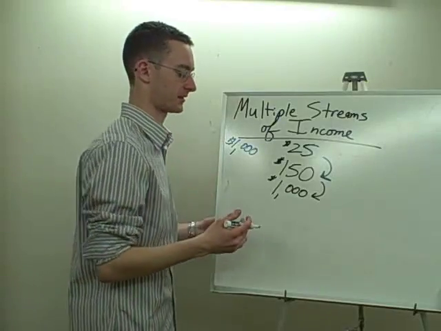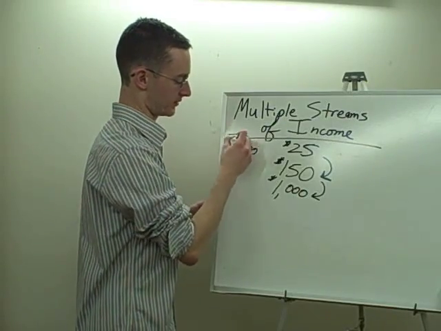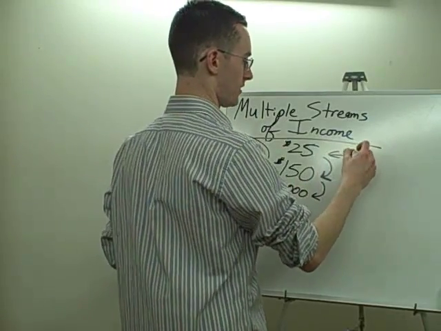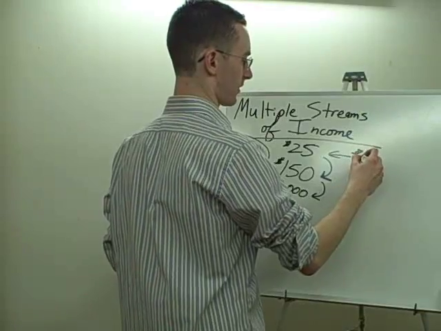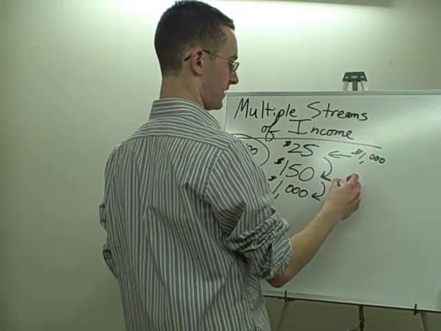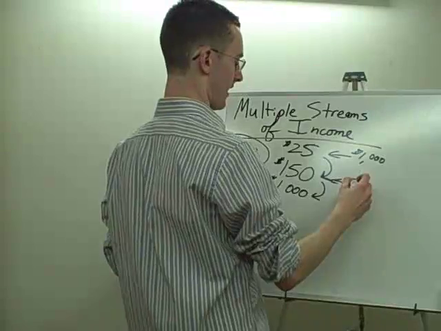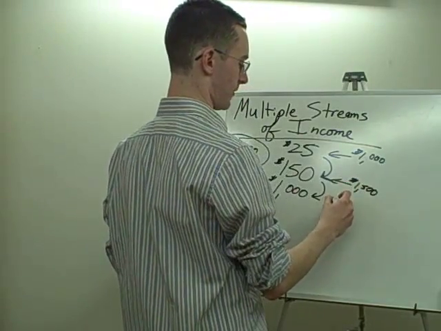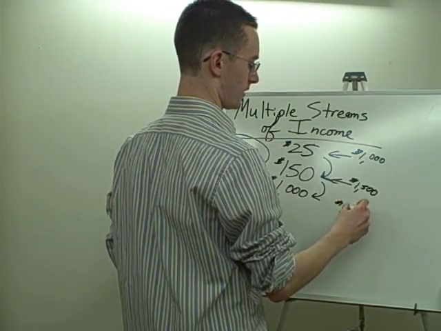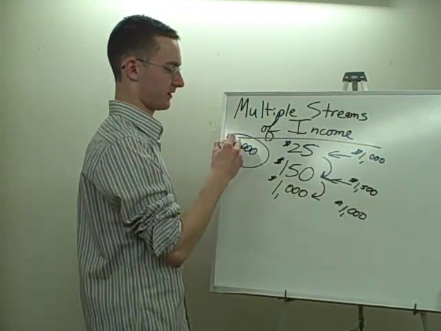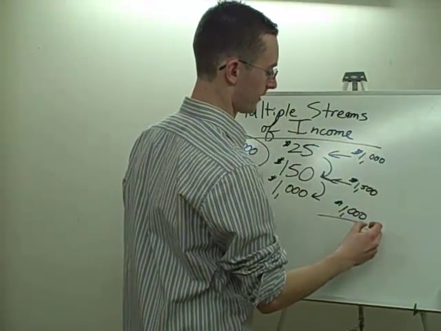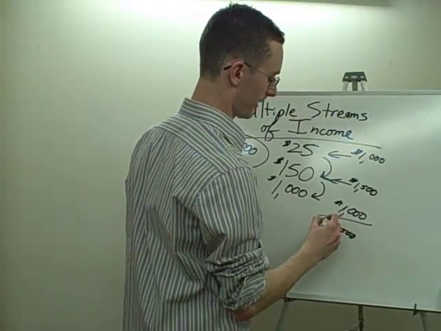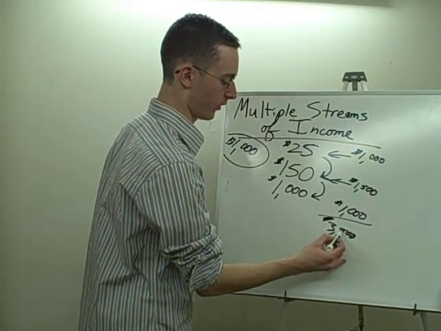So again, hypothetical example. But let's say that with that $1,000 that you put in your marketing, with this income stream, you make that $1,000 back. And with this income stream, you make another $1,500. And with this income stream, maybe you only sell one of those, and you make $1,000. So now instead of $1,000 and $1,000 and breaking even, you've actually got $3,500 that you've made off of that. And honestly, that's kind of a weak example.